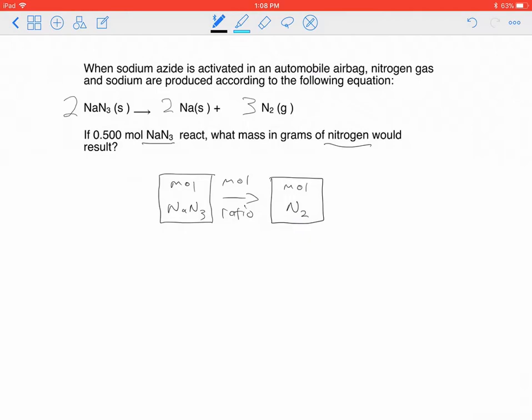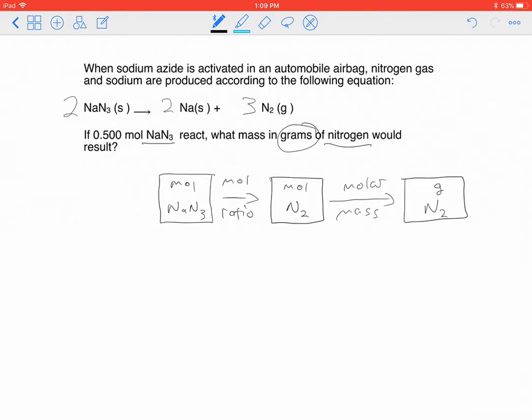Now, am I given moles of sodium azide? Yes. Am I trying to find moles of nitrogen? No, I'm trying to find mass in grams of nitrogen. What do I know that converts between mass and moles? Just like the last problem, that's molar mass, and that's going to get me grams of nitrogen.